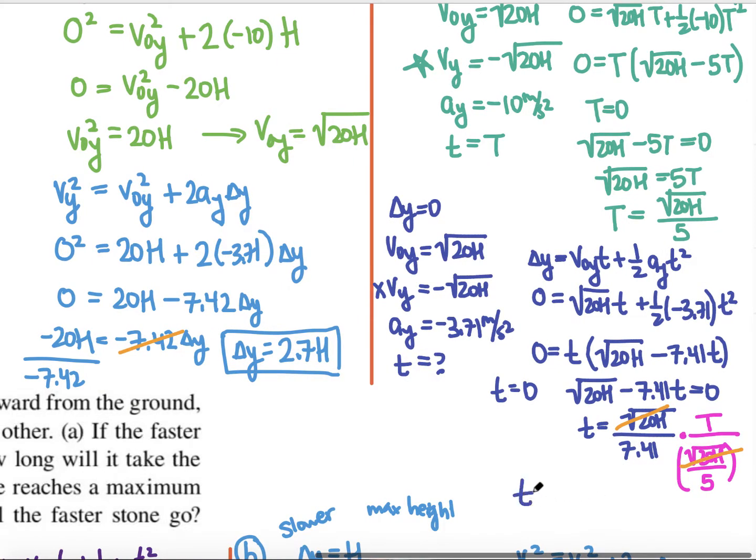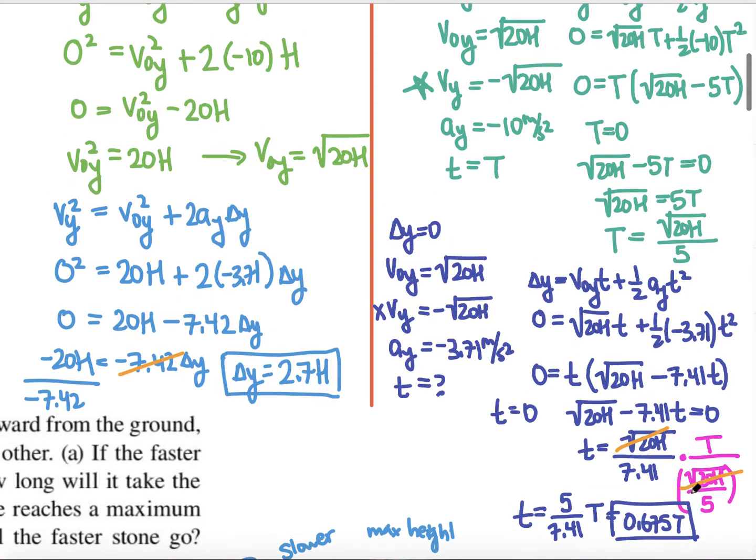little t will be equal to, so move this 5 up to the numerator because I'm dividing by a fraction, 5 over 7.41 times big T. So if we simplify this, we'll get our answer. 5 divided by 7.41 is 0.675 times t. So we found the time in terms of big T.